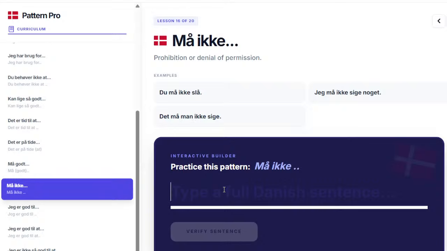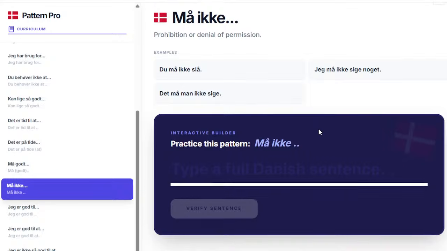Du må ikke slå. So slå means like hit or punch. It's basically just a way of saying don't be violent. Det må man ikke sige. You mustn't say that. Like that is not allowed. Kind of taboo perhaps. Jeg må ikke sige noget. I can't. I mustn't say anything. Like for whatever reason I gotta stay quiet.